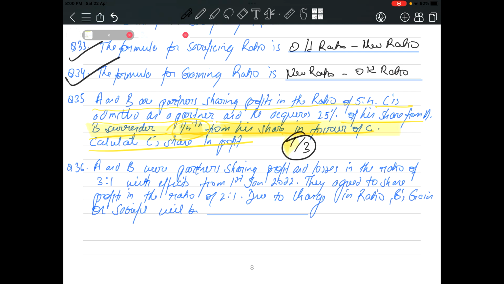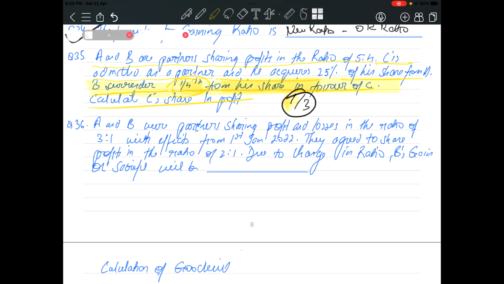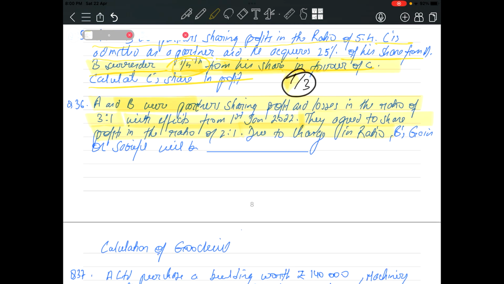Now let's move to question number 36. What is question number 36 saying? A and B were partners sharing profits and losses in the ratio of 3:1. With effect from 1st January 2022, they agreed to share profits in the ratio of 2:1. Due to the change in ratio, we have to calculate B's gain or sacrifice. Simple question, so let's solve it here.